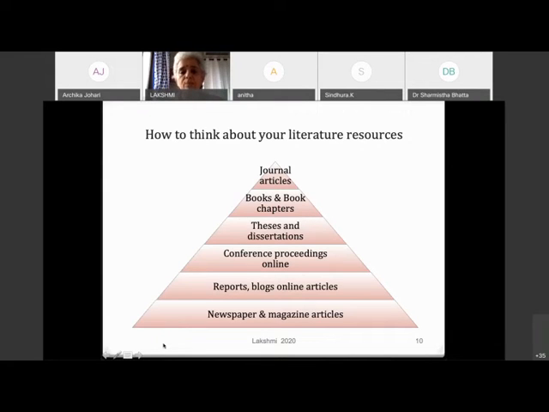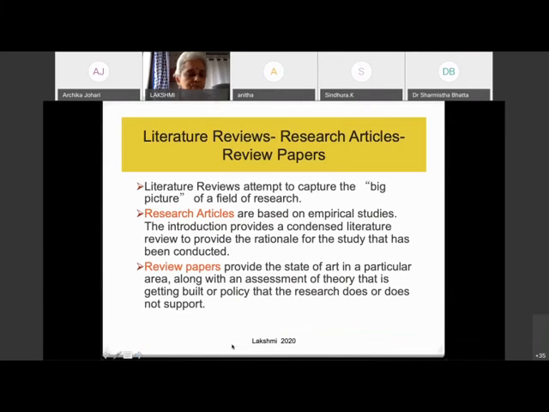But that cannot be the complete basis for your article. Okay, you need to use also refereed sources and resources that are from authentic sources.